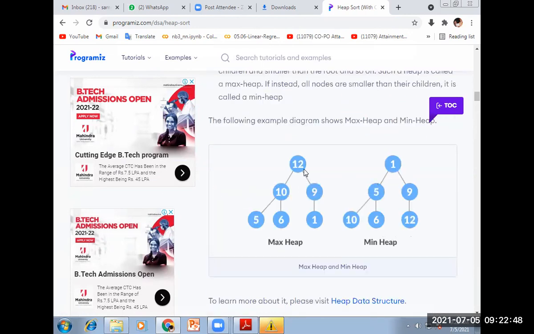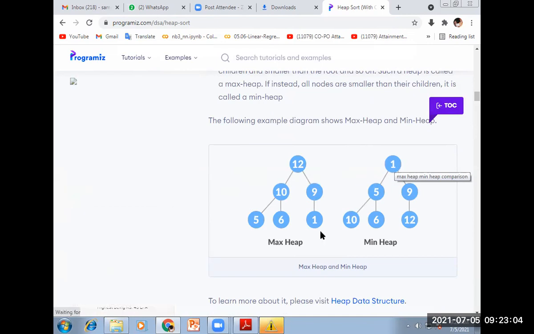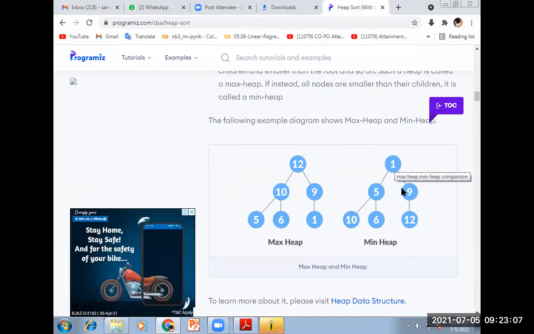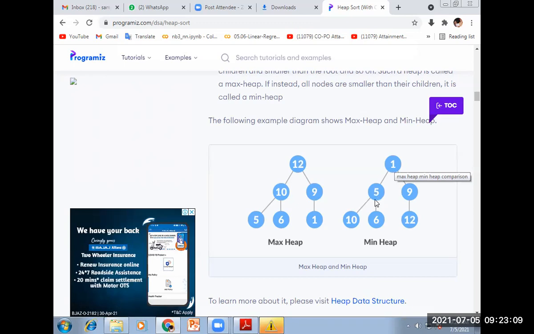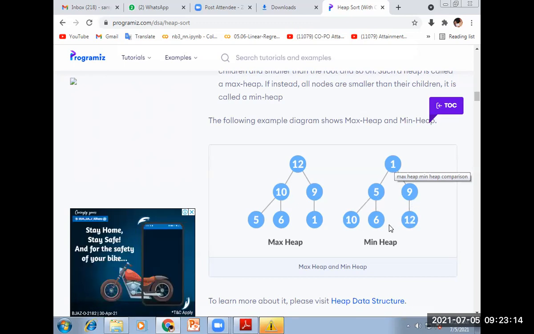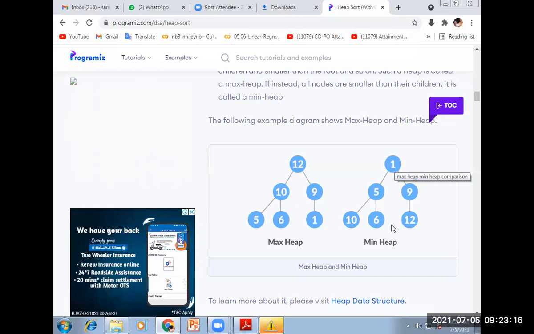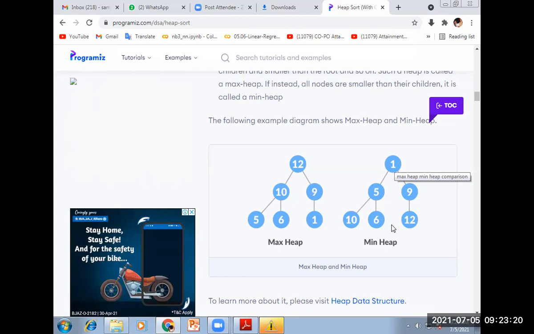There are two types of heaps, min heap and max heap. Min heap means the root node has the least element. In the overall tree, the root node contains the least element and the left and right are greater than that element. The same property is followed at all levels. Here, this 5 is less than this, and 9 is less than this. So min heap means the parent element is less than the left and right children.